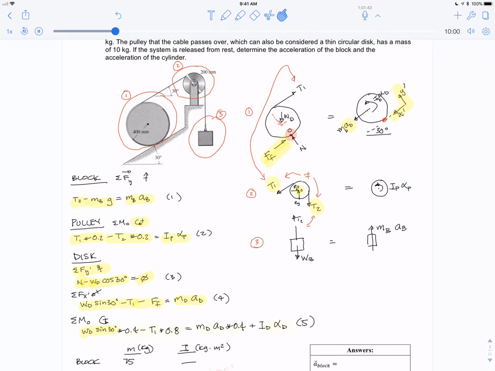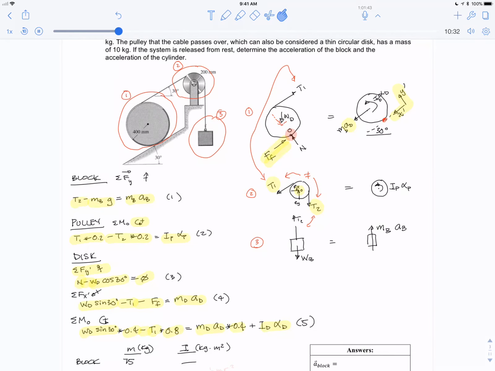So that's WD times sine 30, the X prime component of the weight. It has a moment arm of 0.4, and it's going counterclockwise about O, so it's positive. The rope has a tension T1, and its moment arm is the diameter, which is 0.8, and that's going counterclockwise, so negative. On the right-hand side, taking moments about the bottom, you have the mass times acceleration with a moment arm of a radius of 0.4, and you also just have the I alpha as a moment.